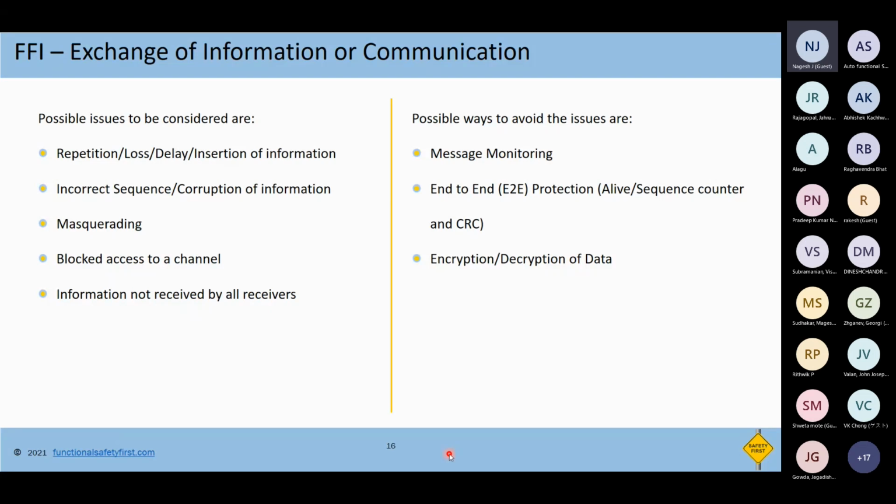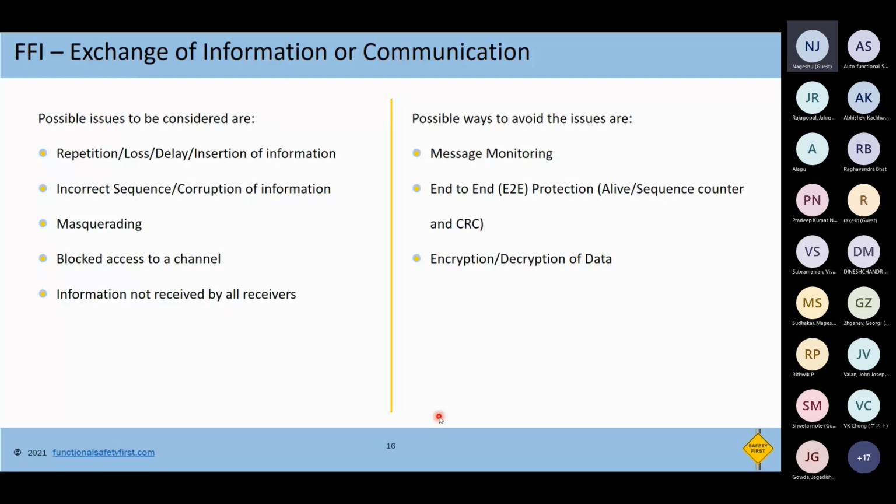And then we are also starting to see cybersecurity coming into picture in the automotive world. And so there is the possibility that somebody could masquerade as a particular ECU. So somebody acts as though he's an engine ECU and sends you a command. So that's masquerading. And then the access to a channel could be blocked, or if it's a data that is broadcasted to multiple receivers, there is also the possibility that some of the receivers are not able to receive that data. So these are the potential issues that could happen.